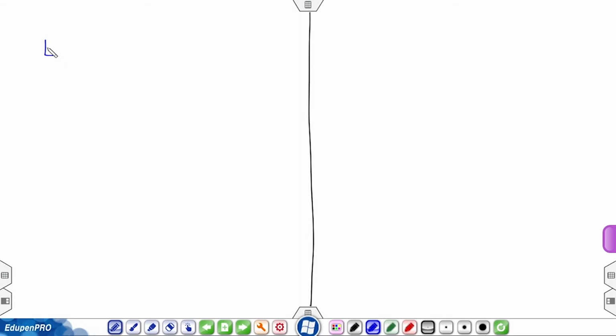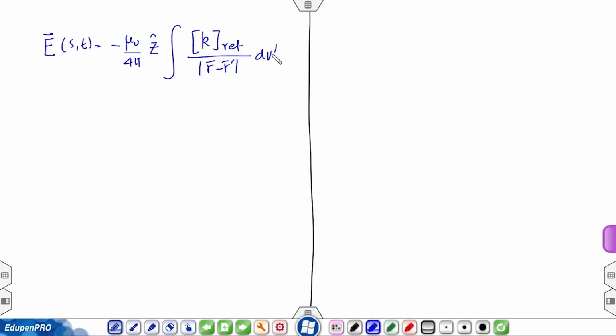So, what we were calculating is this E(s,t), which is minus mu naught over 4 pi z integral k retarded over |r minus r prime| dv prime. This I replaced by dz prime, because I took care of delta x prime delta y prime through that. Now, what this means is this k retarded is representing the derivative of J with respect to time at t retarded.